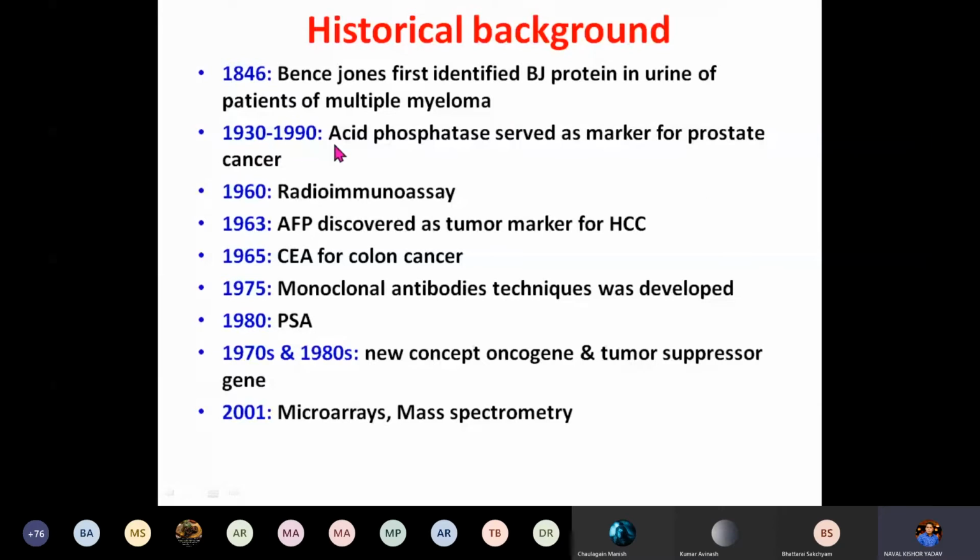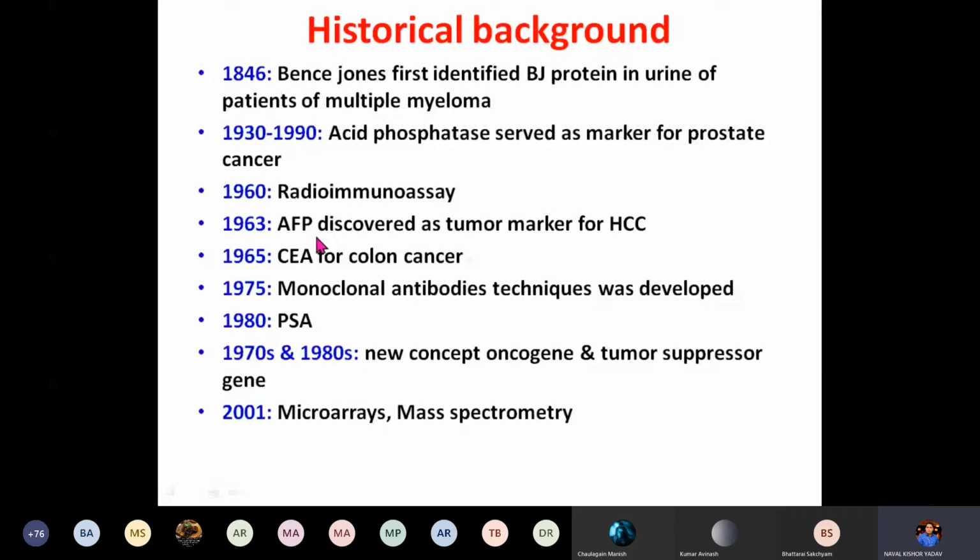From the 1930s to 1990, acid phosphatase, an enzyme, was used as a marker for prostate cancer. That was in the starting period; it is not used nowadays. In the 1960s, there was a technique known as radioimmunoassay, RIA, which helped in the discovery of different tumor markers. This is the method by which you can measure different tumor markers. Radioisotopes are used in radioimmunoassay.